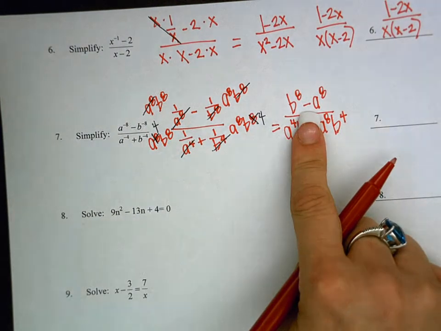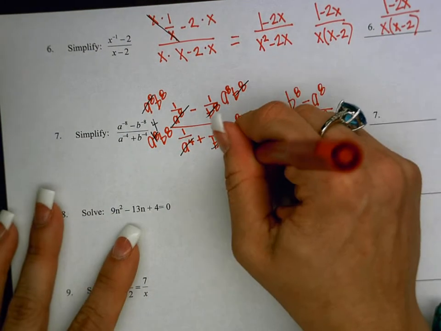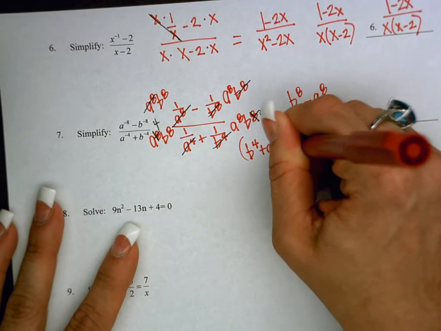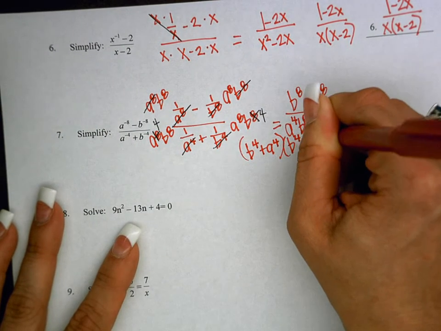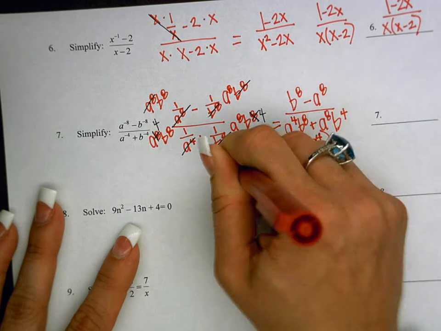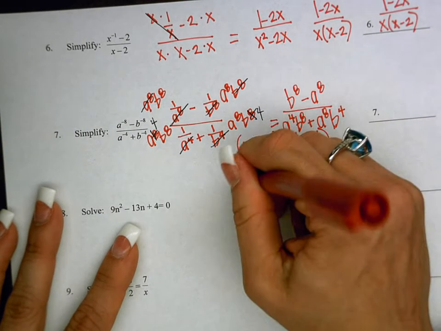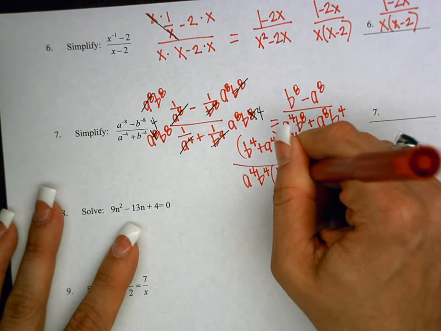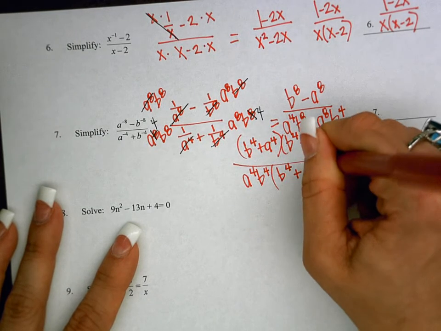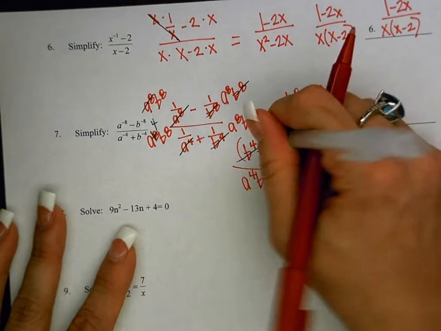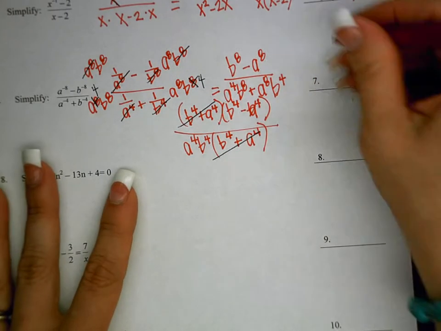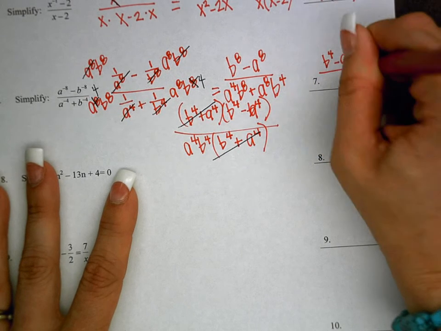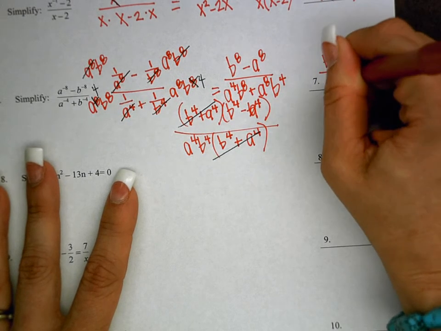In the numerator, that's difference of squares, so that is b to the 4th plus a to the 4th, and b to the 4th minus a to the 4th, over, take out a GCF in the denominator of a to the 4th, b to the 4th. Left behind would be b to the 4th plus a to the 4th. Okay, these are exactly the same, so they reduce each other away. This is left behind with b to the 4th minus a to the 4th over a to the 4th, b to the 4th.